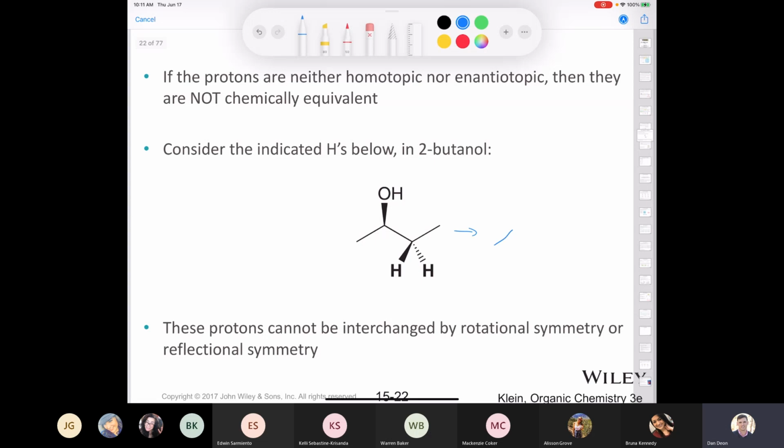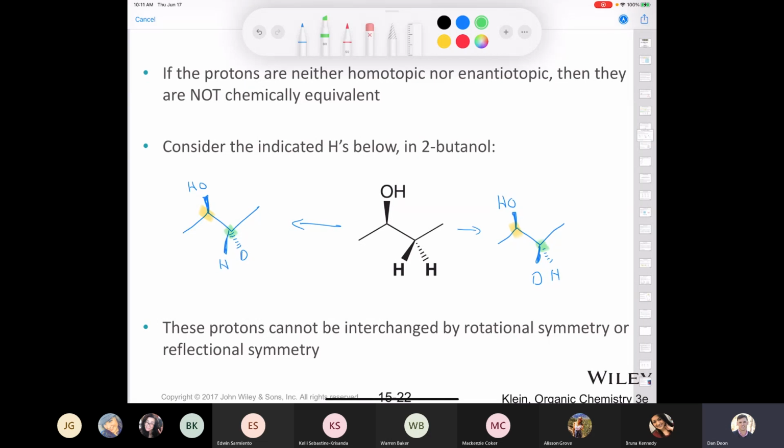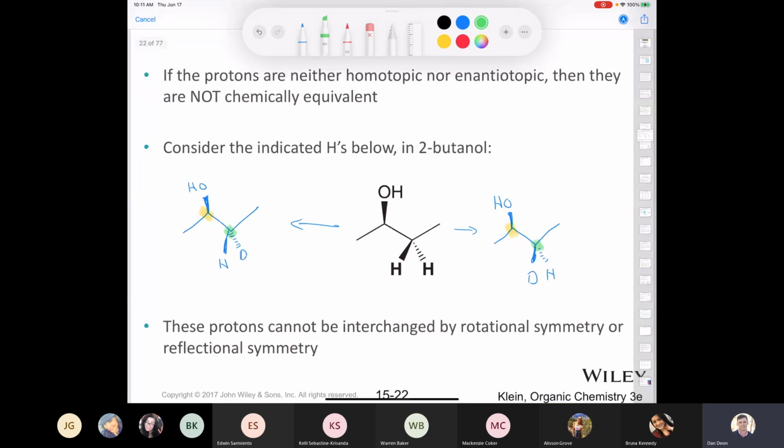If I replace one of these protons with the deuterium, so I'll do that now, my hydroxyl stays up. I replace this one with the deuterium. This one is a hydrogen. Then I do the same thing here. I have my hydroxyl, still goes up. But now I have my deuterium in the back and I have my hydrogen out front. Well, what's the relationship? I have two stereocenters that are the same, but then I have two stereocenters that are different. These are diastereomers. Therefore, again, these two protons are not chemically equivalent. There's no rotational symmetry. There's no reflectional symmetry. Therefore, they are diastereotopic and they are not chemically equivalent.